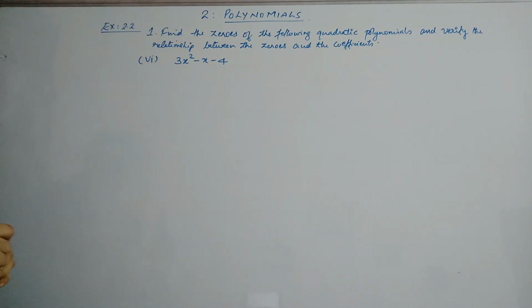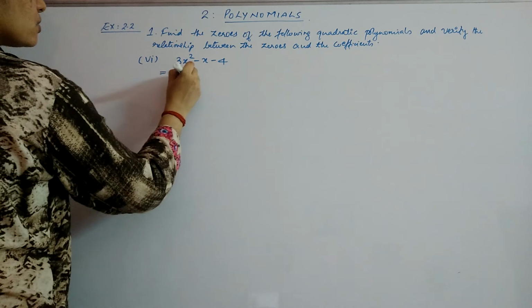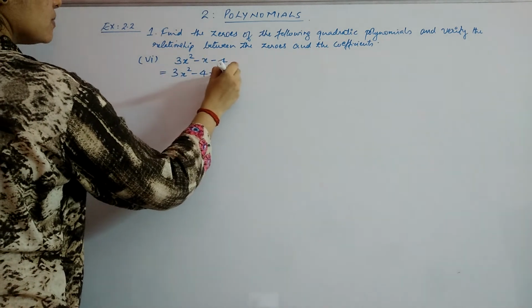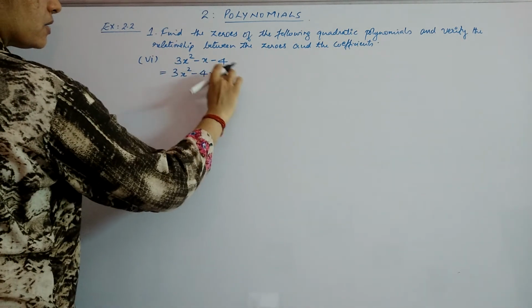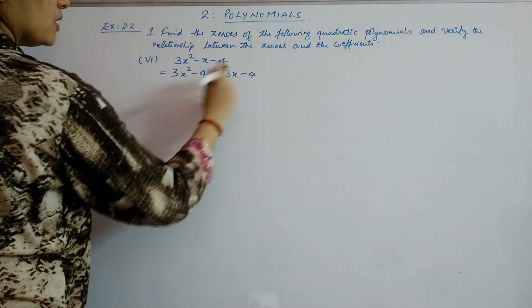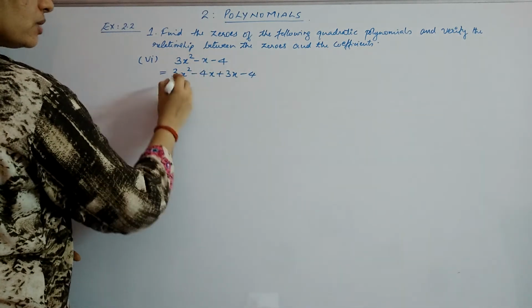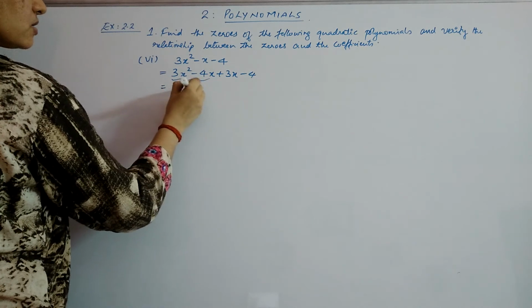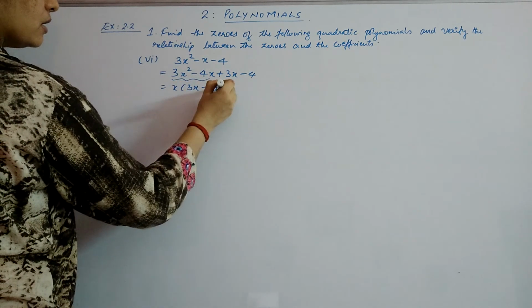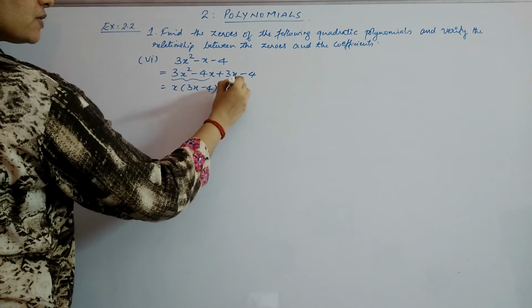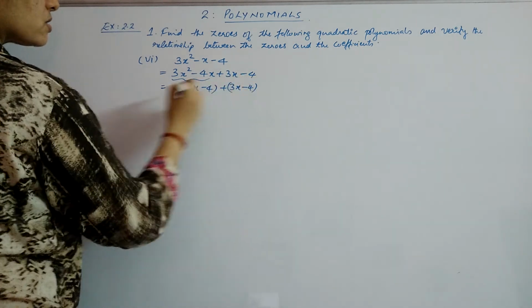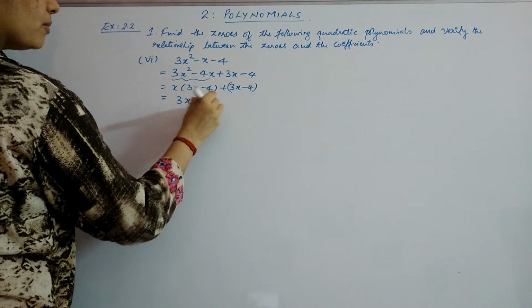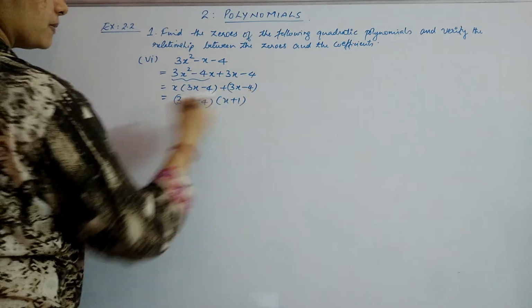Subdivision 6 of question number 1 is 3x square minus x minus 4, which can be written as 3x square minus 4x plus x. Plus 3x will give you a minus x. Now from these two you have something in common, which is x. So you get 3x minus 4 here, and here again you can see 3x minus 4. So that can be written as such. Now 3x minus 4 is in common, remaining will be x plus 1.